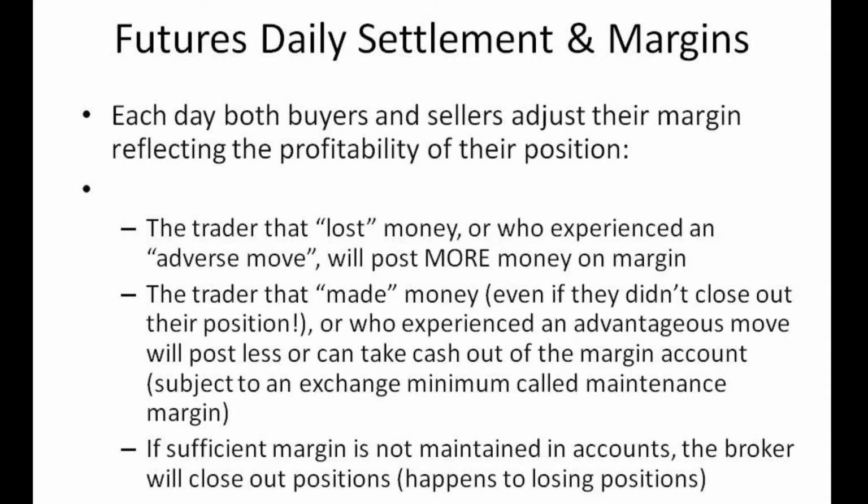Okay, so our next slide is on futures daily settlement and margin. Each day, both buyers and sellers adjust their margin, reflecting the profitability of their position. We touched on this a few minutes ago. What this means is that the trader who lost money has to post more money on margin. As you remember, they didn't put up all the money. If you buy a stock, you usually have to put up all the money. If you buy a futures contract, you usually have to put up only a percentage of that. But then as you lose money, you're required to top that up.